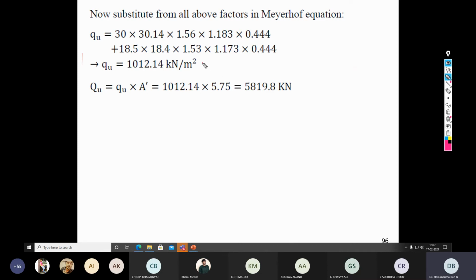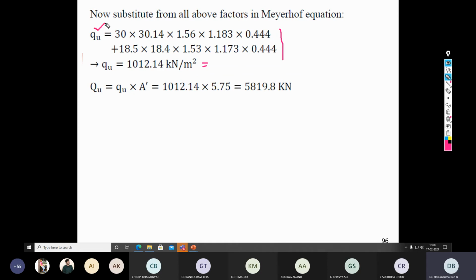So in our case, what is the value of QU? It should be the same value. The N gamma term is 0, that term is 0, correct. So QU is 1012.14 kilonewton per square meter, if you substitute all the previous terms into the ultimate bearing capacity equation.